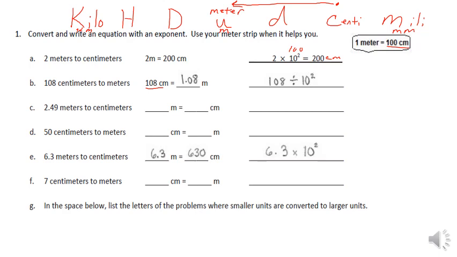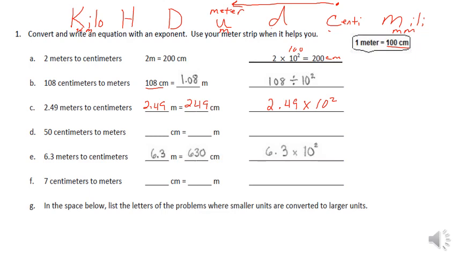Next is 2.49 meters to centimeters. I can see there are 2 place values from meters to centimeters, so that's 10 to the second. I know I'm going from a larger to a smaller unit, so it's going to be 2.49 times 10 to the second. When I multiply by 100, 2.49 meters equals 249 centimeters. That makes sense because 1 meter equals 100, so 2 meters is going to equal 200. Then you have the 49.